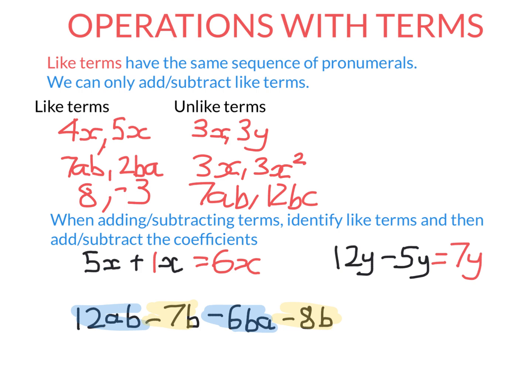So this is 12ab subtract 6ba. 12 minus 6 is just 6. And then we write the pronumerals. It doesn't matter whether you write AB or BA there.